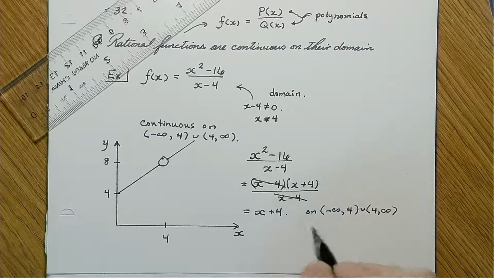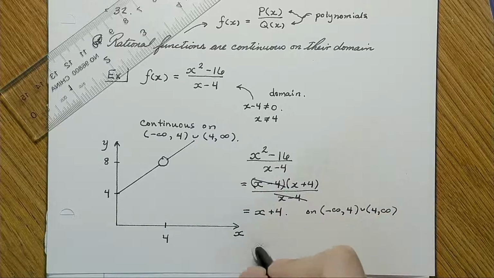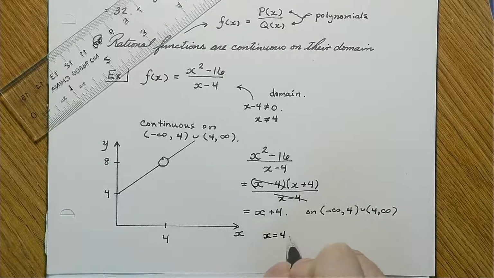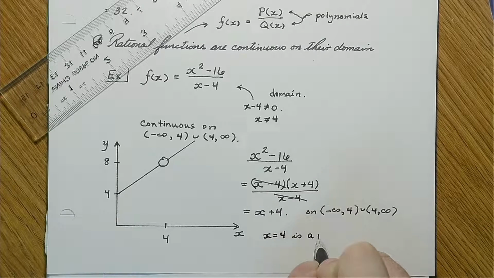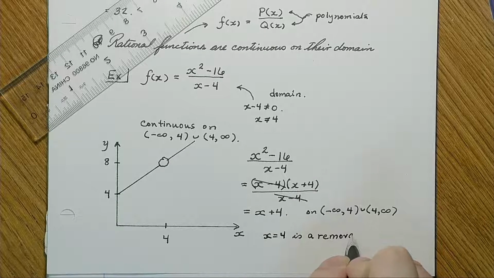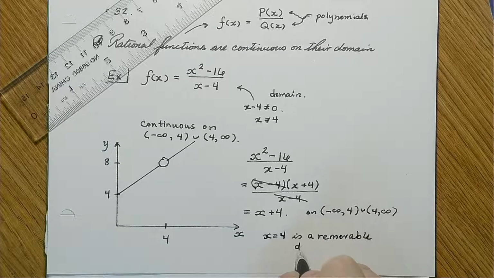And what we can actually say then, based on this and from our previous discussions, is that x equals 4 is a removable discontinuity.